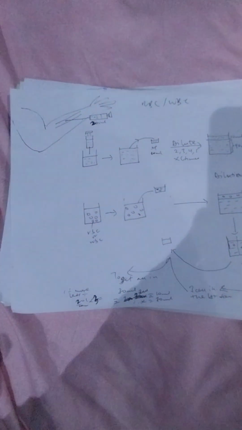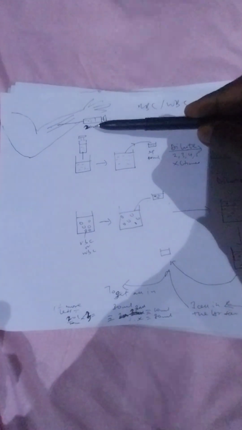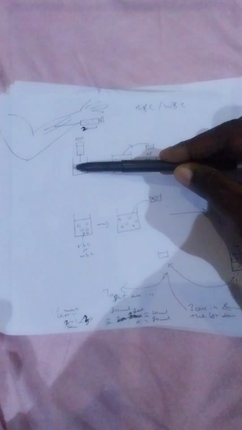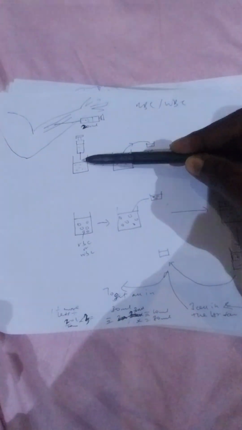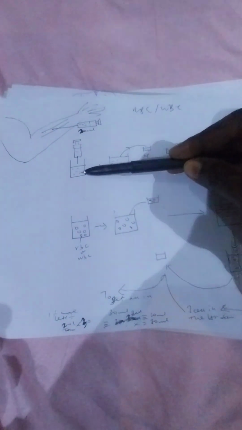Right, so let's assume this is the vein. We take our blood sample, 20 mils, using the syringe. Now we've taken 20 mils. We empty it into a beaker, or let's say into a test tube. A test tube is usually what we use. So this is 20 mils.